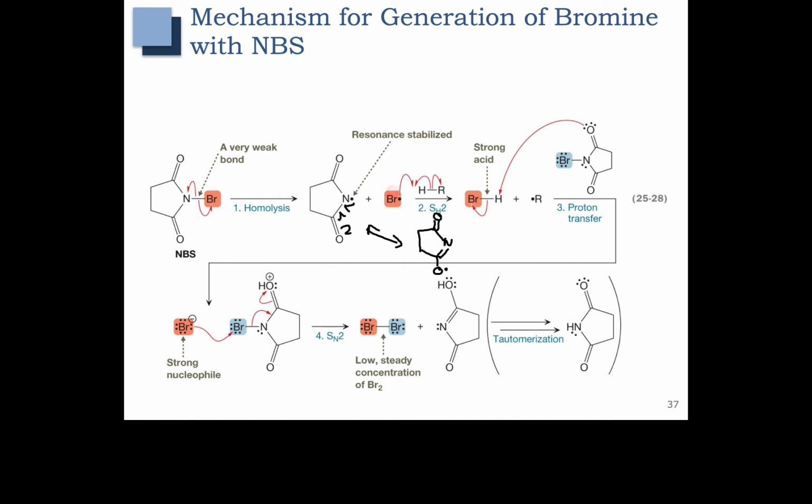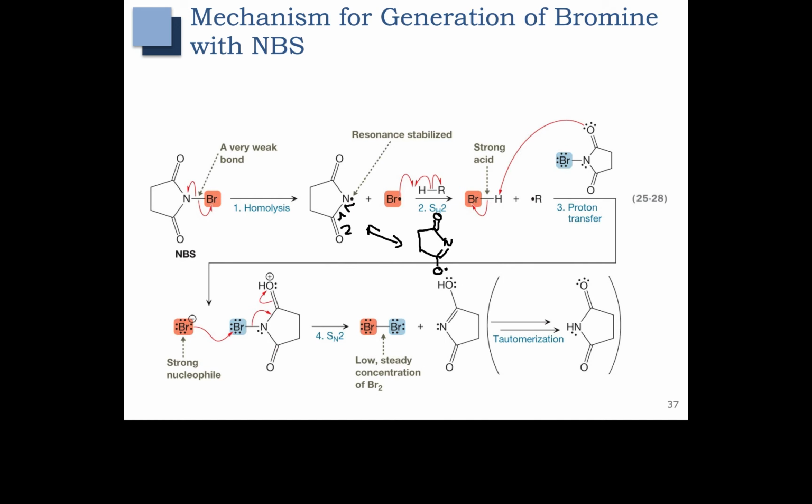Bromine radical can then react with our allylic or benzylic hydrogen in an SH2 or hydrogen atom abstraction mechanism. This generates HBr, which reacts with additional NBS in a proton transfer step. The resulting Br- can continue to react and give us just a little bit of bromine. You'll notice that it says that there's a low steady concentration of Br2, and we want to make sure that this is a very low concentration.